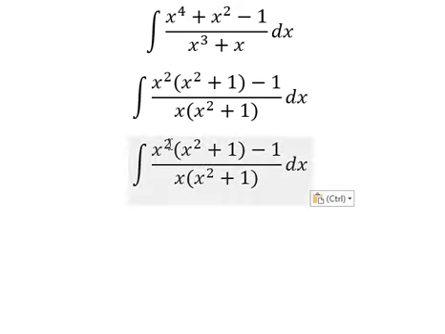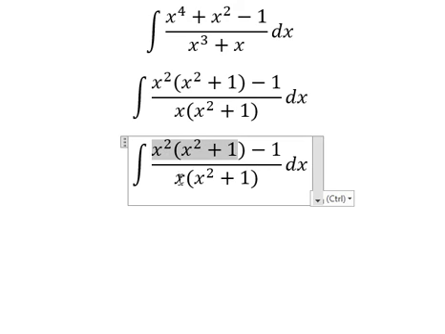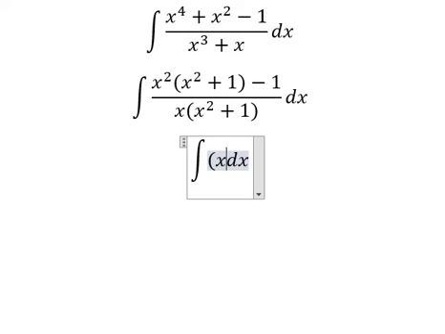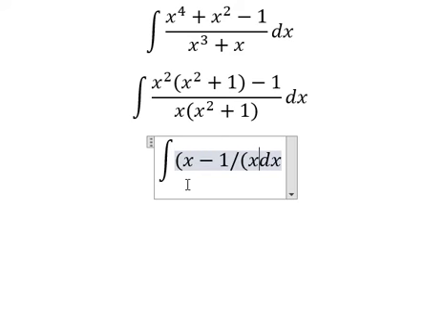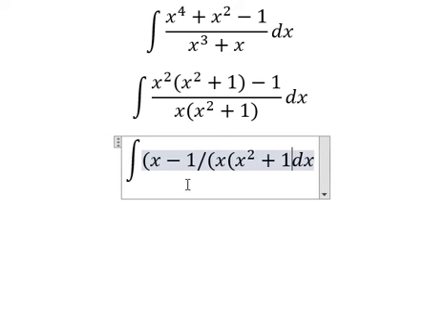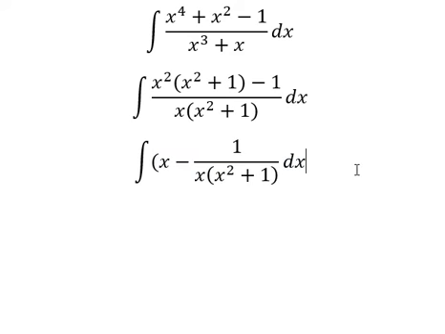Next, this one divided by this one, so s squared plus 1 and s squared plus 1 cancel. S squared divided by s, you get s. So we have s minus 1 over s with s squared plus 1. And we know that the integration of s is s squared over 2.